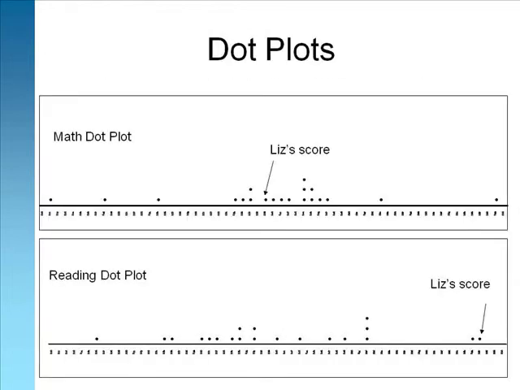The dot plots show that Liz's math score is a middle score in math, but she had the highest score in reading. On the next slide are her percentiles. Make a guess at what the percentiles are and then calculate them before looking at the next slide. Pause the video.